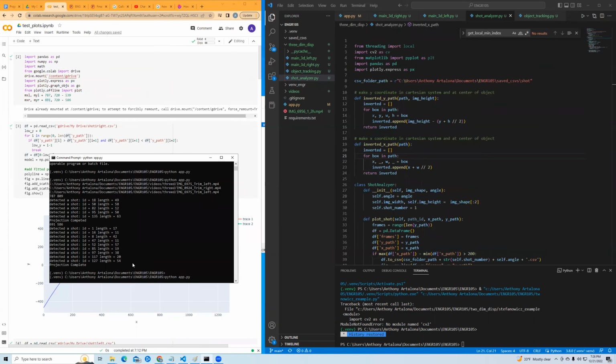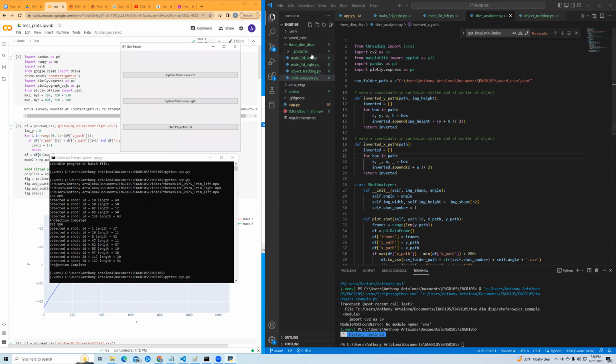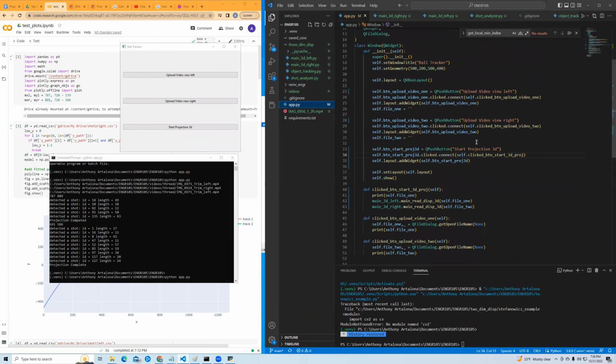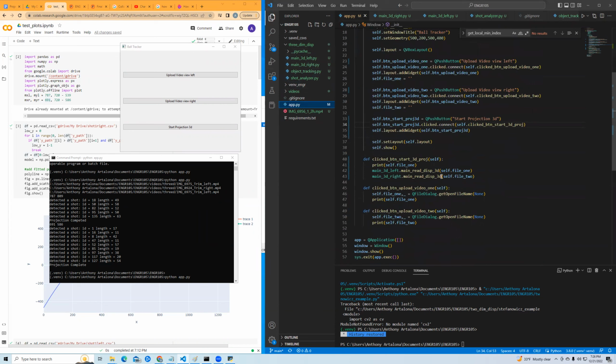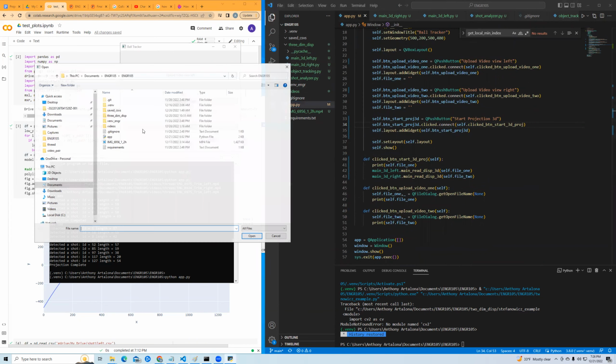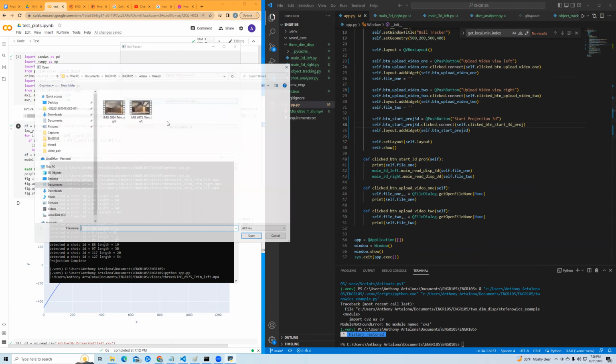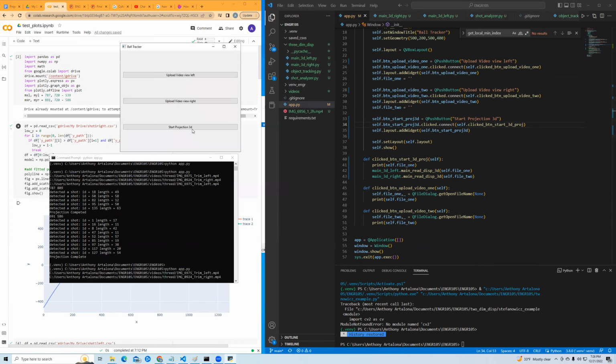Python app.py, which runs this file here. This basically is a PyQt GUI. Upload the video for the left angle here, and then upload the video for the right angle. And start projection calls these two functions here.